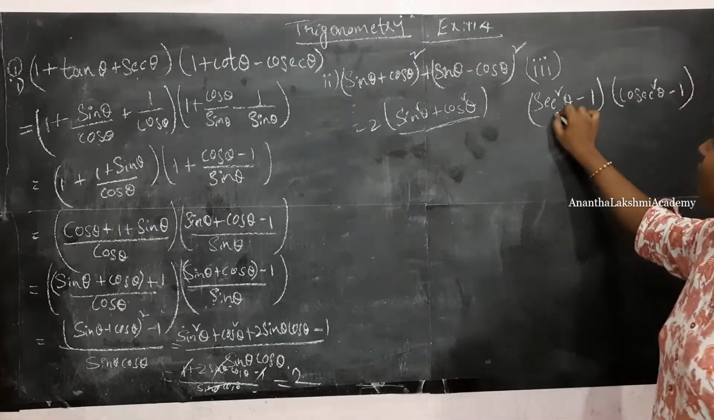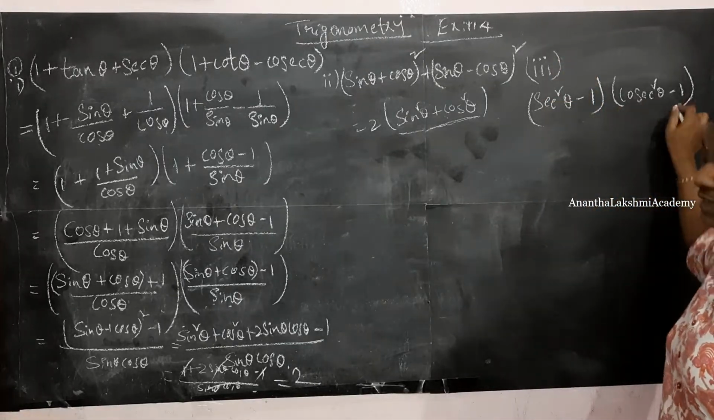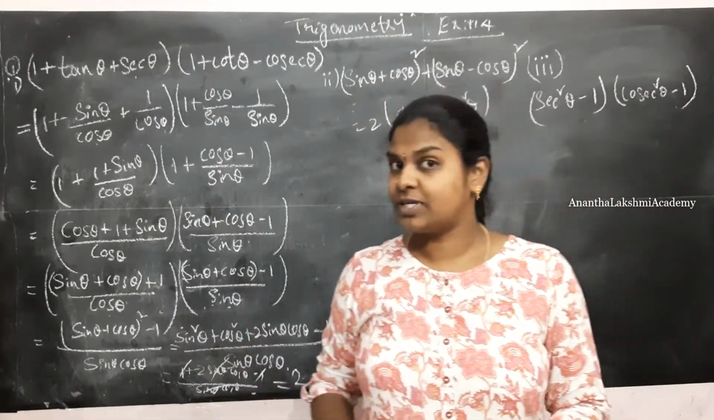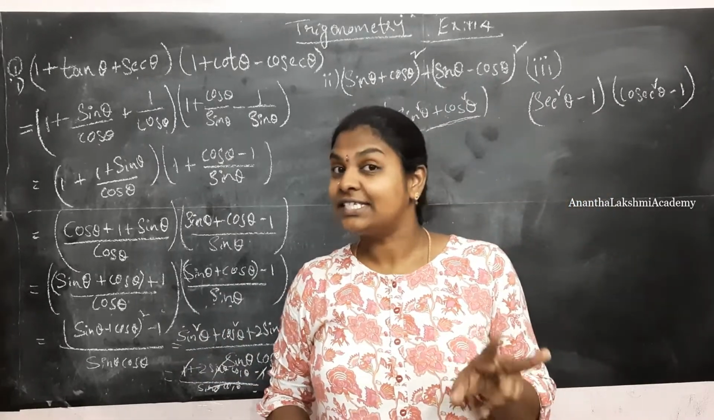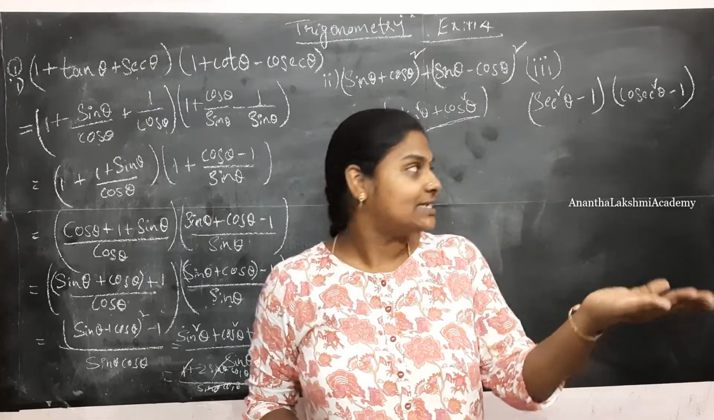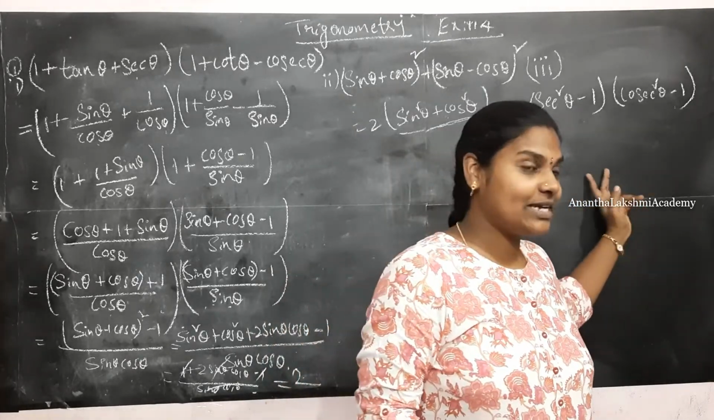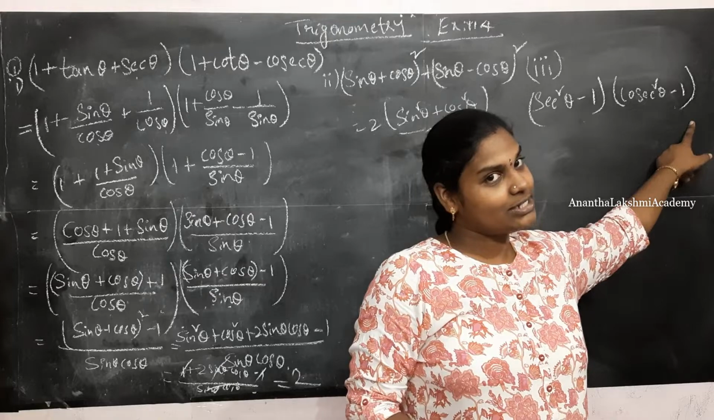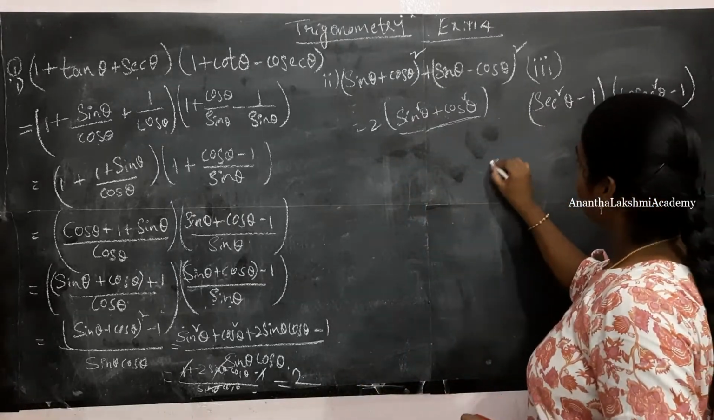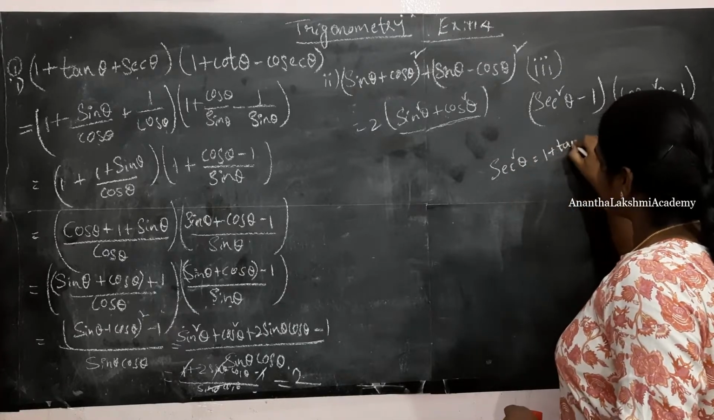All right, if you look at the third one, secant square theta minus cosecant square theta minus 1. In the last session, when we were discussing the concept of the trigonometric identities, for the last two identities, I said that if you get the other term on the other side, secant square theta minus 1 becomes tan square theta, and cosecant square theta minus 1 becomes cot square theta, right? Let me show you that. What we have figured out is secant square theta is equal to 1 plus tan square theta.